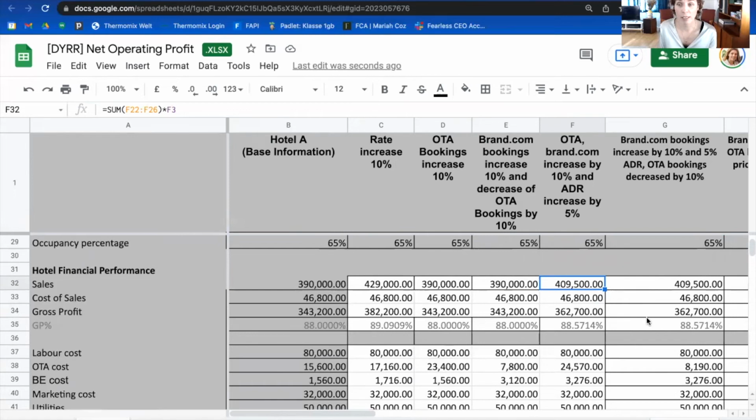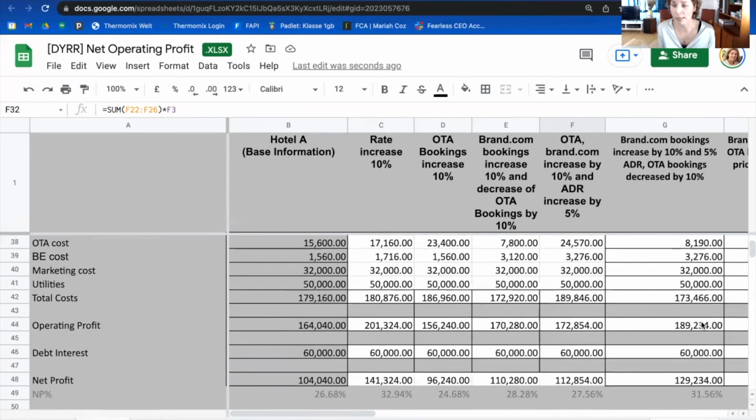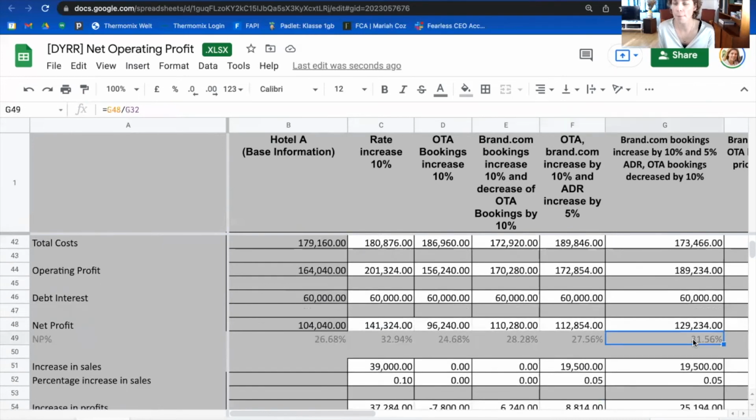My gross operating profit is exactly the same. So actually, the price has been increased by 5%. The distribution channel has been changed. The commission invoices have been changed because on the website it is going to be more, on OTAs it is going to be a little bit less. And look, 31.56.